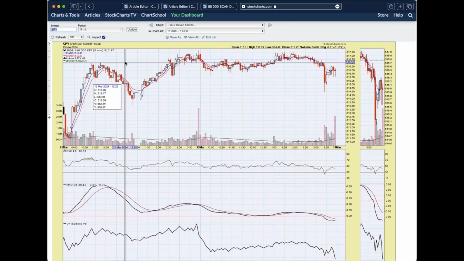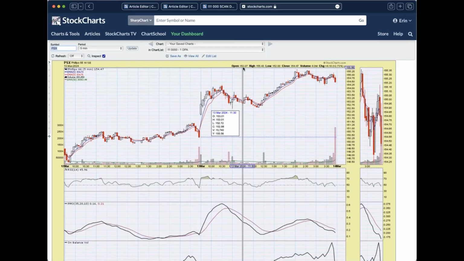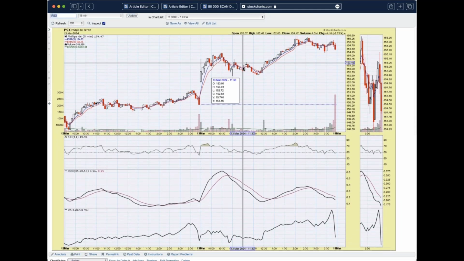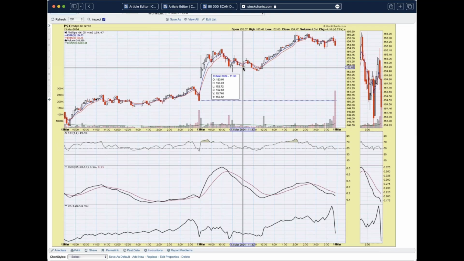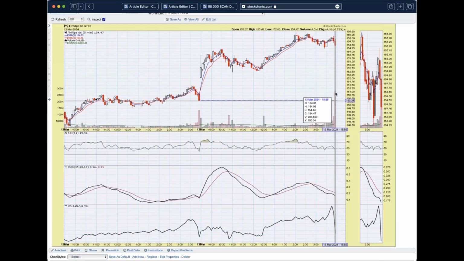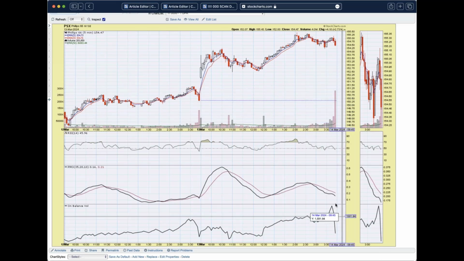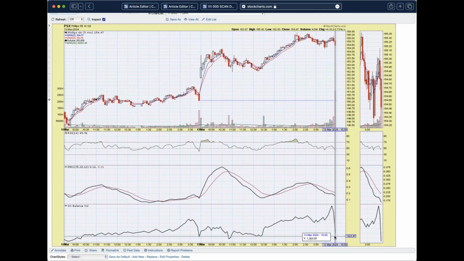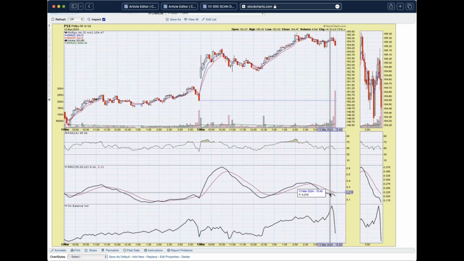Let's look at some more examples. This was PSX, one of my diamonds yesterday for my subscribers. I thought I would share this one with you. Ooh, look at this big high volume bar here, and look at the OBV just dropping out of the sky. We also see the PMO topping beneath its signal line.